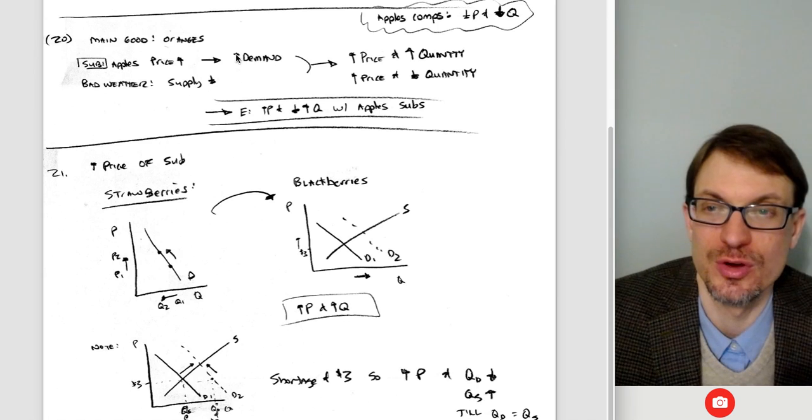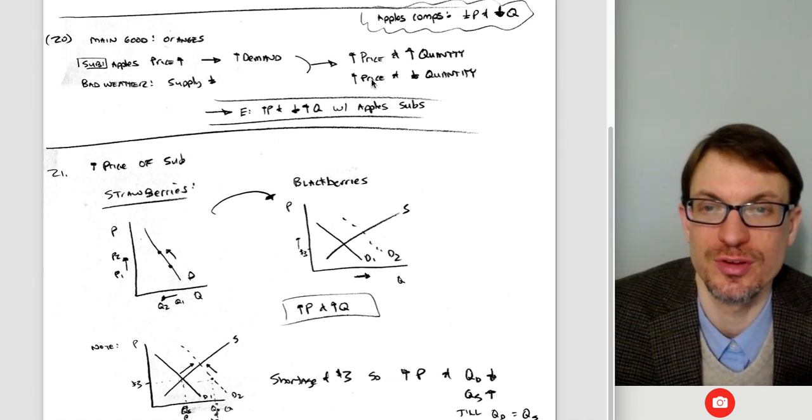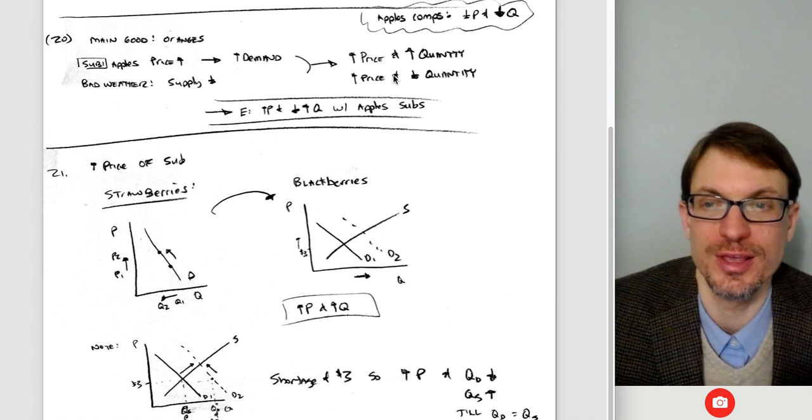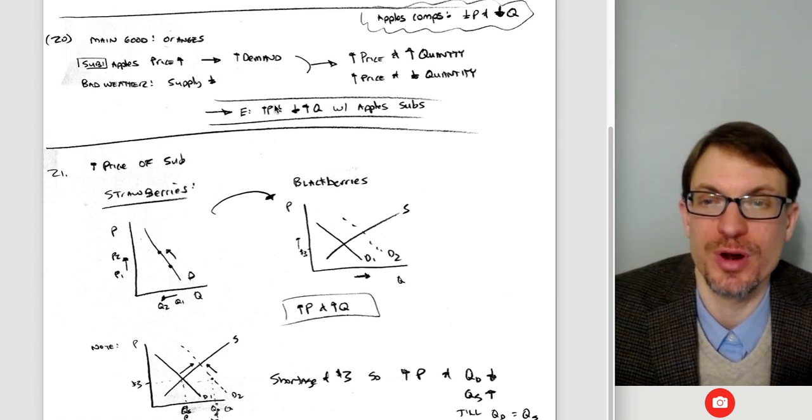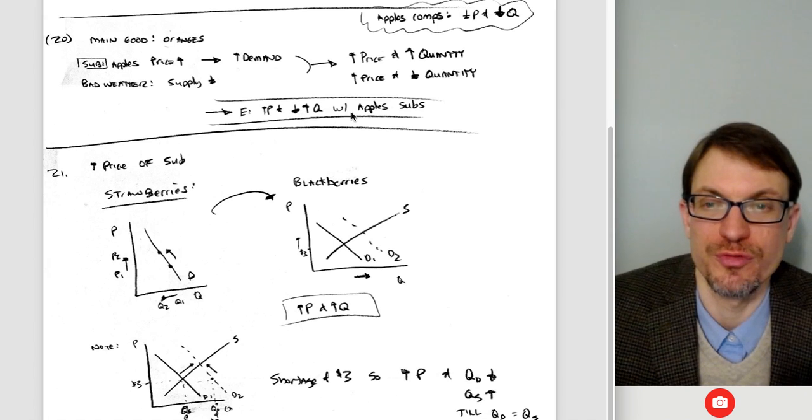This one, quantity goes up. This one, quantity goes down, right? So we have price rising, quantity rising, price rising, quantity falling. So item E was price rises and quantity rises or falls if apples are substitutes.